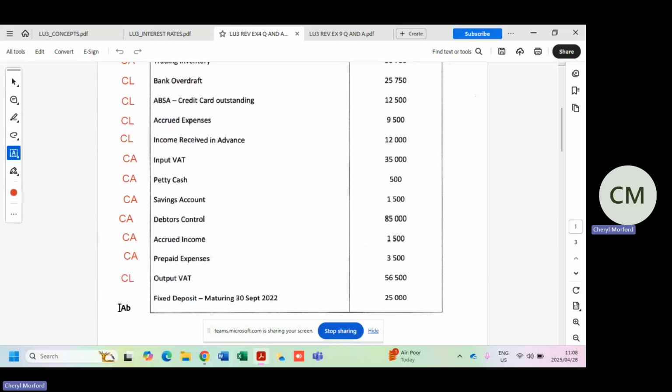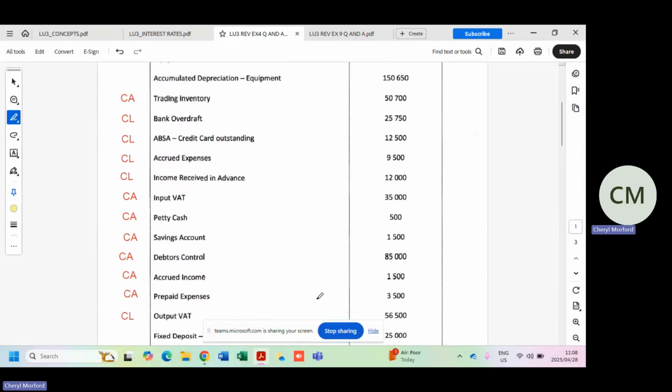Then a fixed deposit. The most important thing that we need to have a look at here is the date. So let me highlight that for you. When is it maturing? The 30th of September, 2022. So obviously we can have fixed deposits of varying maturities. Some are quite short term, 3 or 6 months, etc., and some are several years.